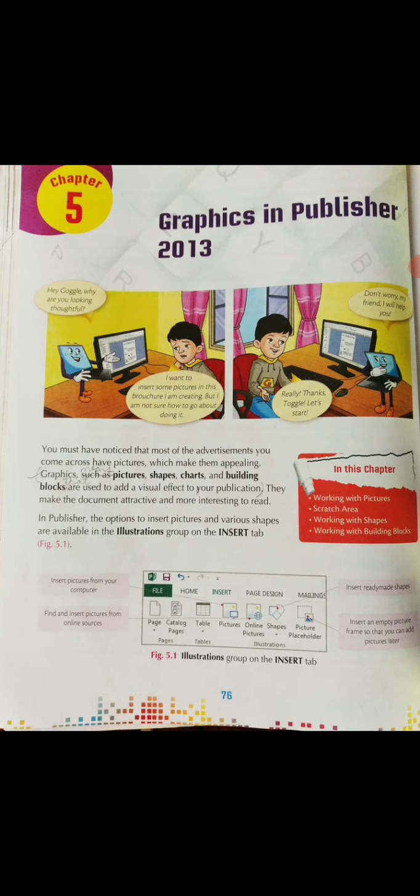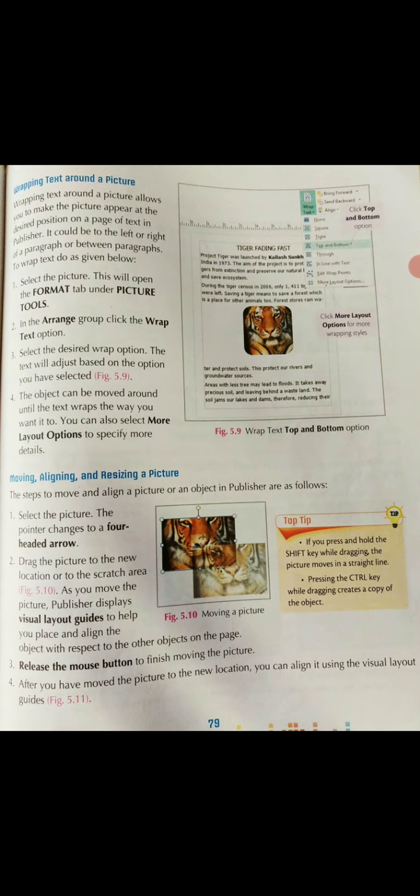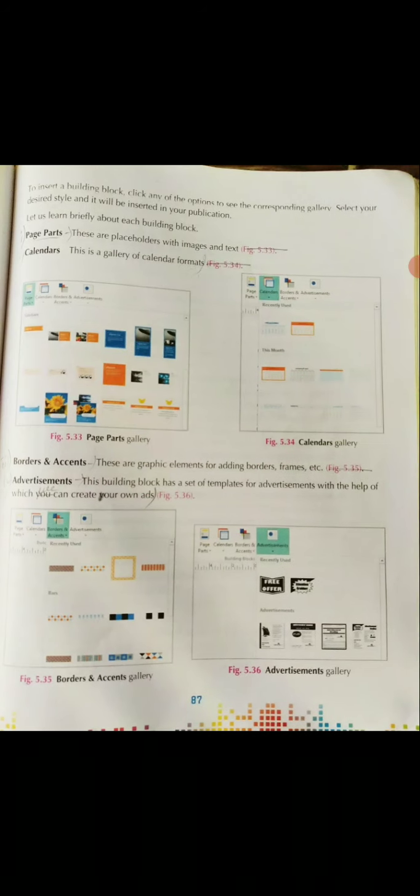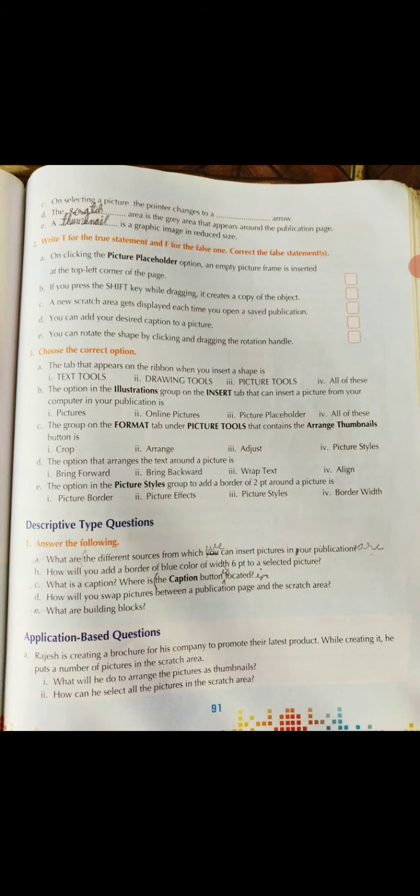Then you will write the name of the chapter, that is Graphics in Publisher 2013. Write the name of the chapter nicely by looking at your books. Graphics in Publisher 2013. Written. Then you will write question number 1. Question number 1. You will take out your page number 91.